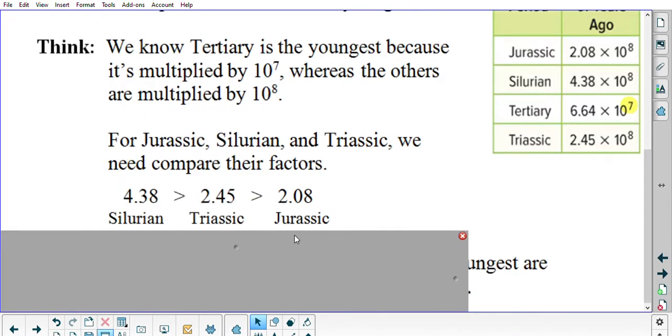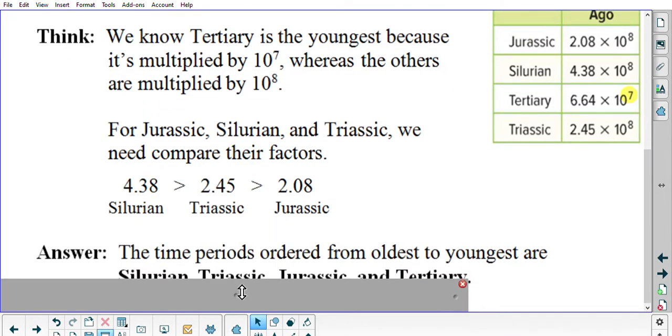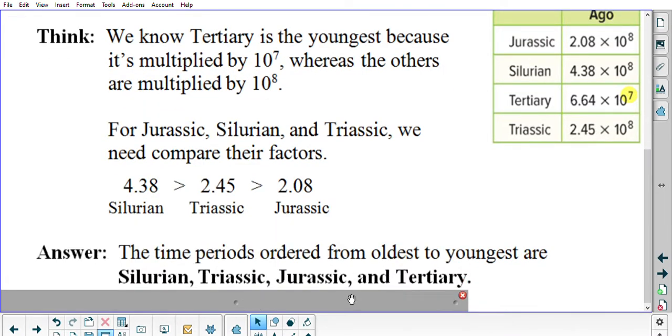And so now I can put these in order from oldest to youngest. The oldest were the first 3 that were all times 10 to the 8th. And by comparing their factors, Silurian's the biggest because it's 4.38, then Triassic, which was 2.45 times 10 to the 8th, then Jurassic, and then finally the youngest, which was tertiary because it was only taken times 10 to the 7th power.